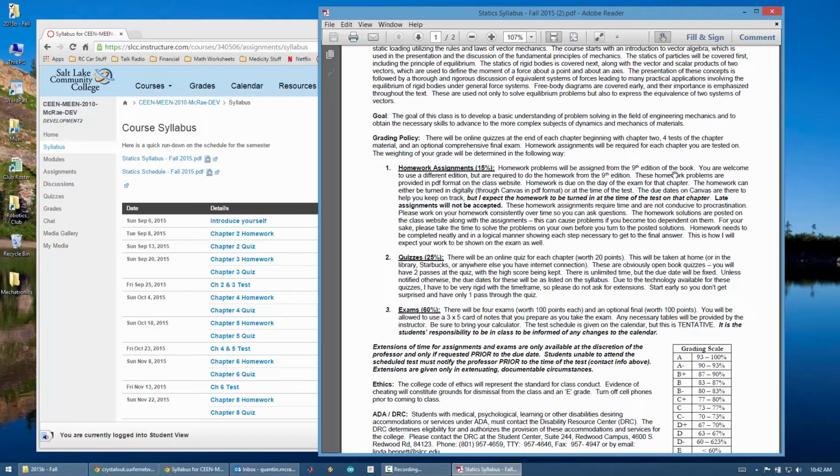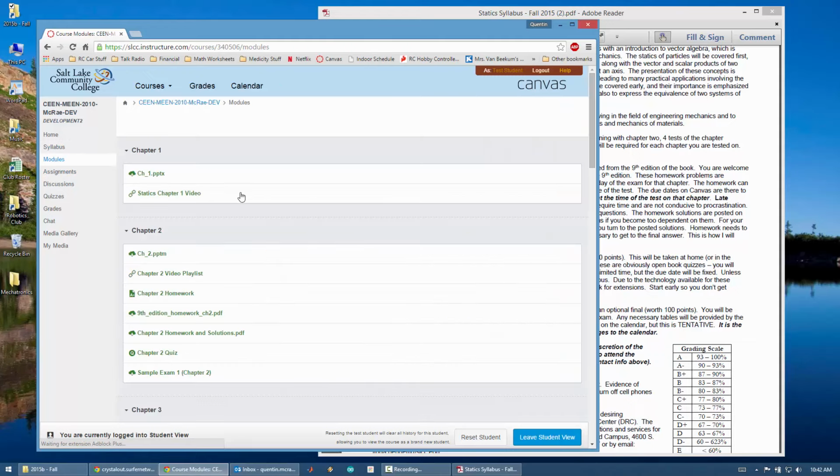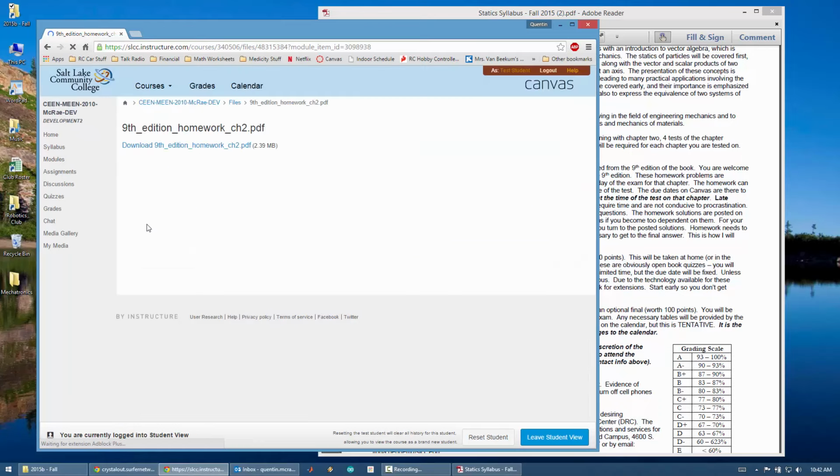I don't care which edition of the book you get, because if you go to the homework assignments, and here we'll bring over, come under modules or assignments. Just for giggles, let's go to modules, because that's how you're going to do it. You're going to come here. Here's the ninth edition homework. If you have the 8th edition or 10th edition or any other edition, that's fine, but do the homework from the ninth edition that is posted here.